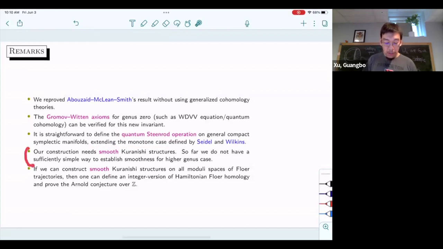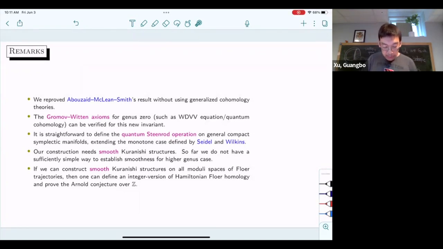Now let's comment that our construction actually needs smooth Kuranishi structures. So far we cannot do things purely topologically. We do need smooth structures, and that's why we have to use Abouzaid, McLean and Smith's construction, which actually produces a smooth structure on the global chart with relatively simple technology involved. But if we can produce smooth structures on all possible moduli spaces, then the definition of all those integer counts will be basically automatic, even if you don't have a smooth global chart, even if you only have local charts patched together as in a Kuranishi structure situation.